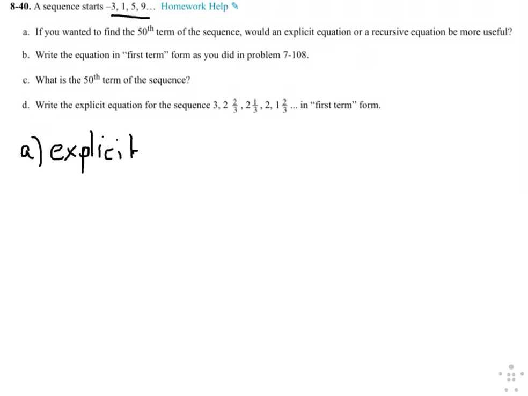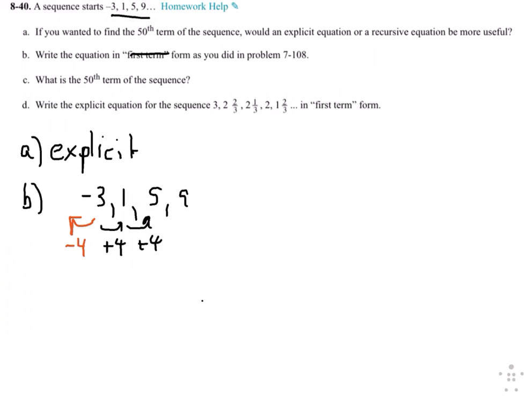Okay, write the equation in first term. We're not going to write it in first term form; we're going to write it in explicit form. So B: it's -3, 1, 5, 9. We know that they're adding 4. So to find this imaginary 0th term, we'd subtract 4, and we'd get -7. So now we write the equation. T of n equals this one, the 4n, and then the -7, which is the 0th term. So there it is in explicit form.